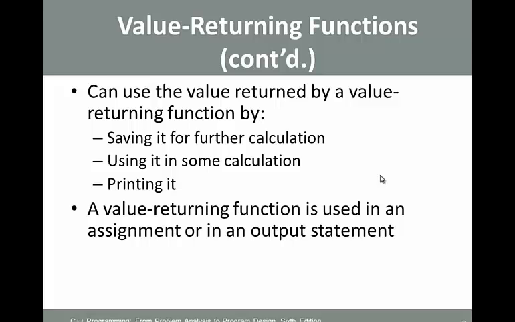A value returning function is used in an assignment or in an output statement. A value returning function can be used because when you have an output statement, cout, what is cout going to see? Not the function itself, but the data type that it returned. So the function is going to be evaluated first, and then there is data coming back from the function, and that's what it needs to print out. Even though it's a function, what you define in a cout statement is still just a simple data type, because that's what you return from your function.